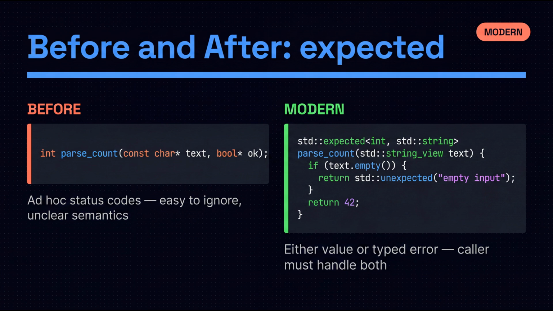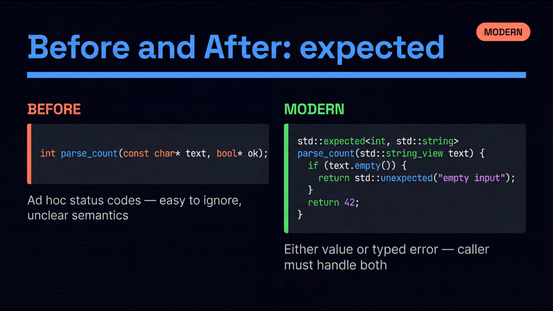Before and after. Expected. The old way, a parse function returns an int and takes a bool pointer for success status. The caller might forget to check the bool. The error has no detail. The semantics are unclear. The modern way, the function returns std::expected of int, string.